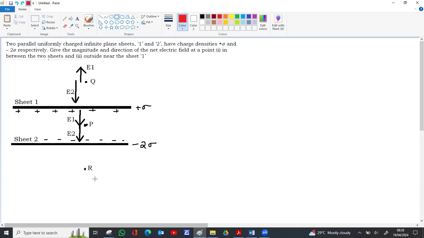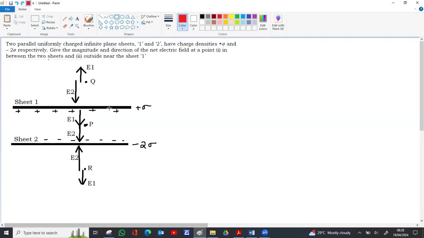Now if you come back to the additional point R, sheet 1 is positive. If you leave a positive test charge here, the positive sheet will repel it downward. So E1 will be downward. The same positive test charge, because of sheet 2 which is negative, will be attracted upward. So these are the directions of the electric field at P, Q and R because of sheet 1 and sheet 2.